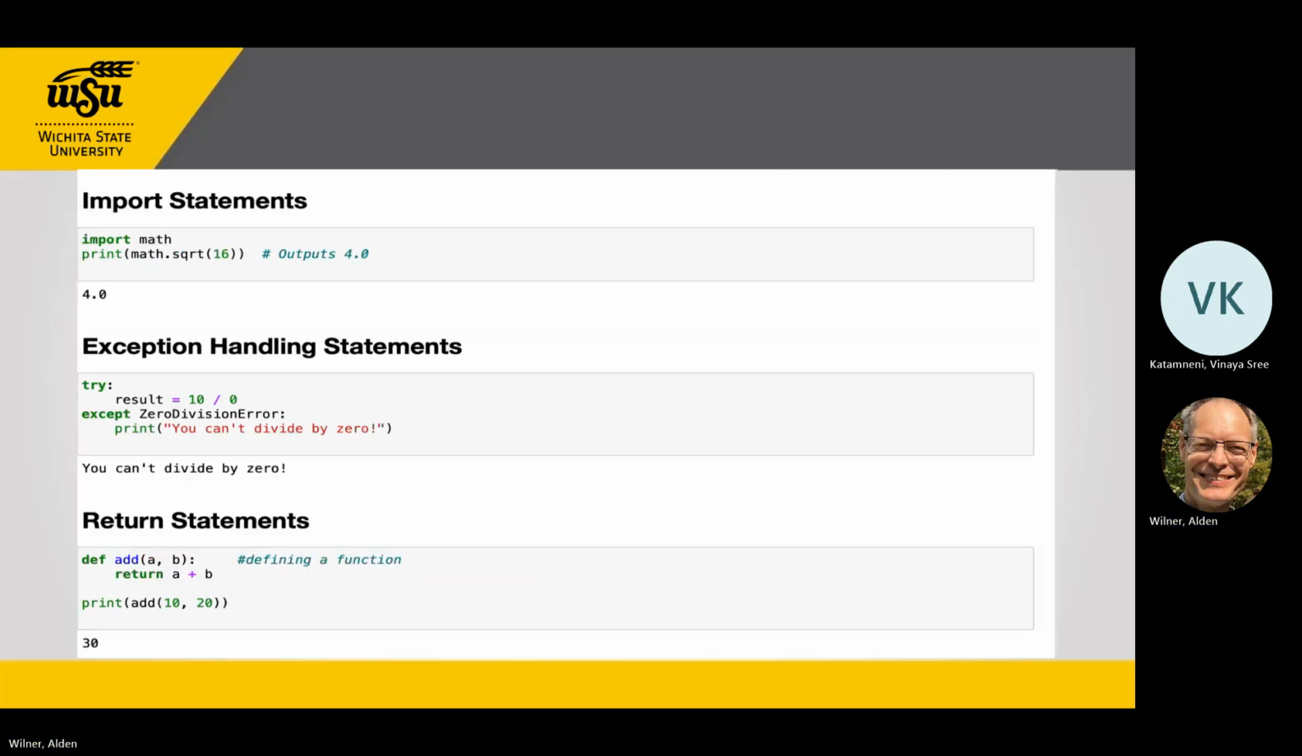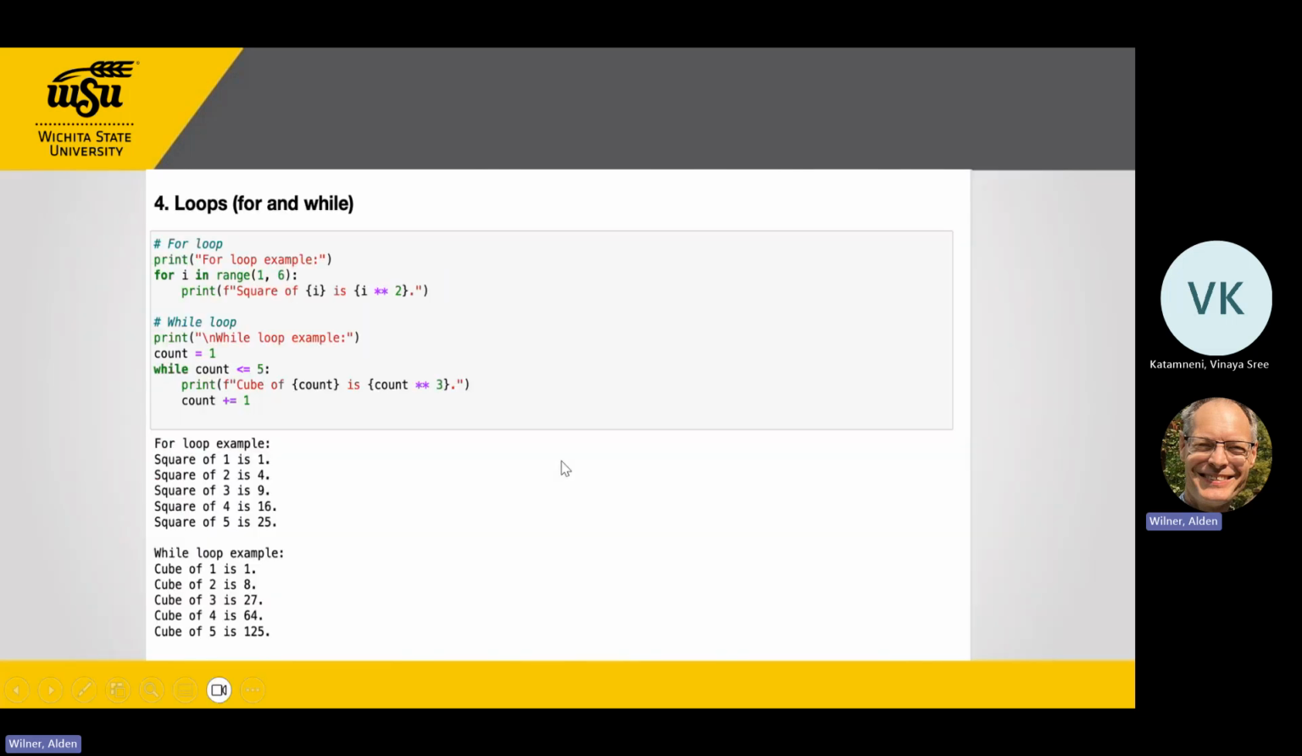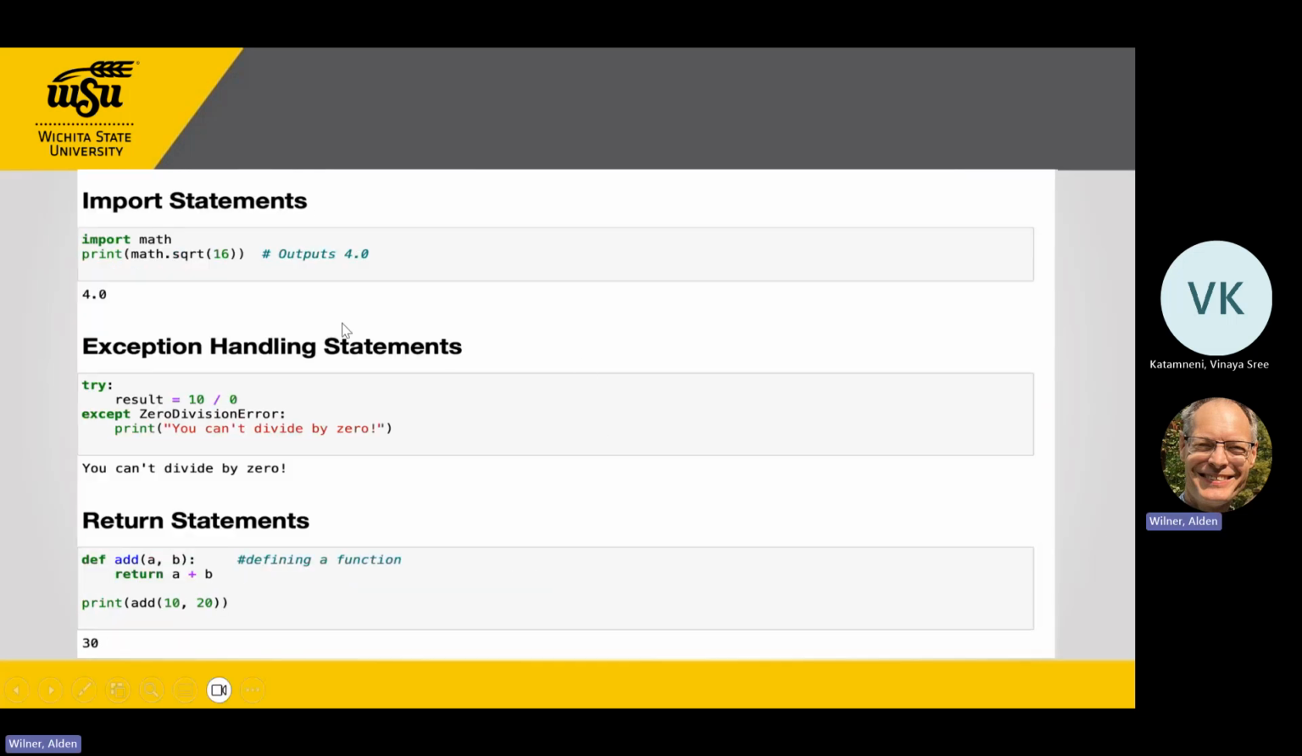Import. When you need to find a function that you don't have, for instance, if you want to do a square root, you can't just do square root. You have to do math.sqrt, and it will take that value in there and give you the floating point representation of the square root. Exception handling, try result equals 10 over 0. We've already showed this. Again, if you run this code, it'll give you a warning.